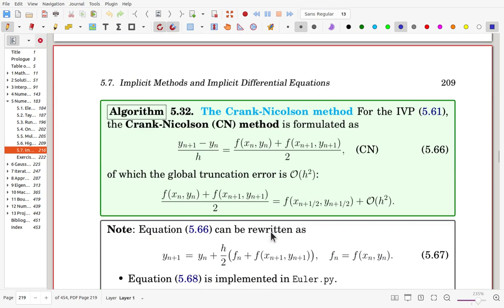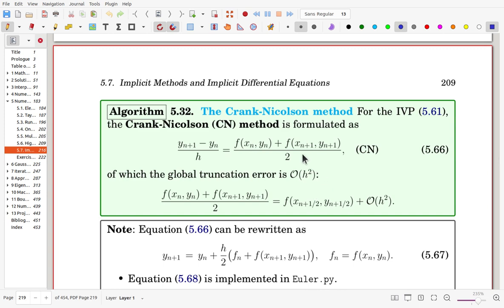Okay. Here we define the Crank-Nicolson method for the first order initial value problem. Now that is defined in this way: (y_{n+1} minus y_n) over h. The left hand side is the same as for Euler methods. Now on the right side, at the nth level and n plus 1 level, the slope values are averaged, so that the scheme has global truncation error of order h squared.